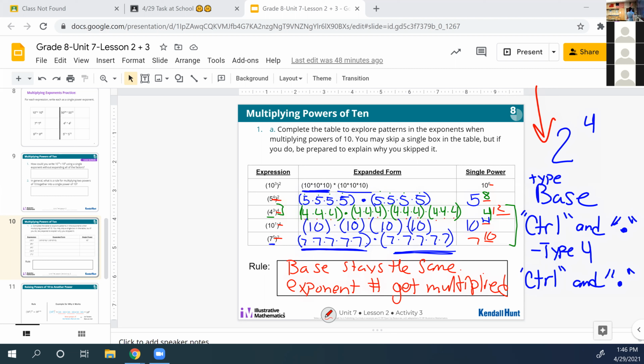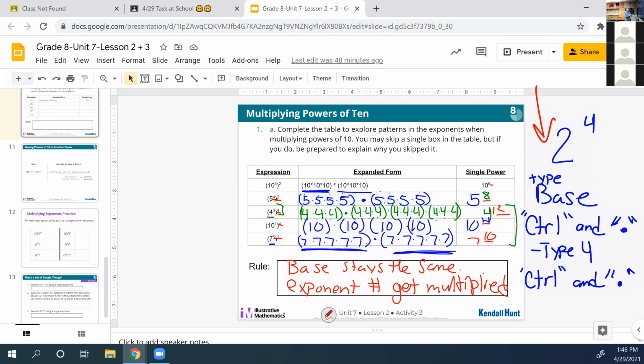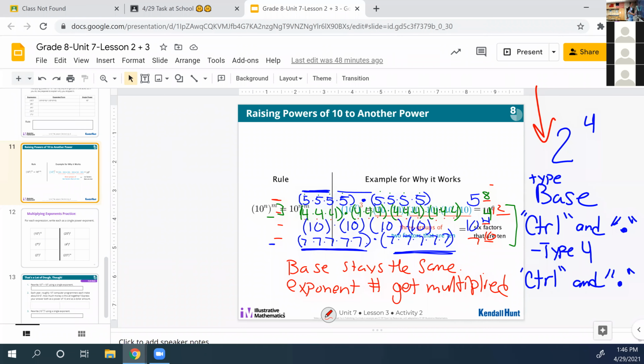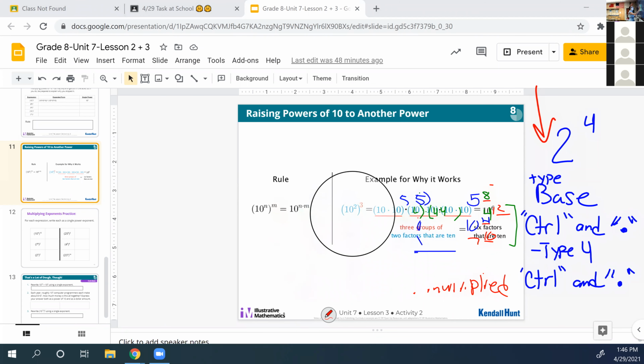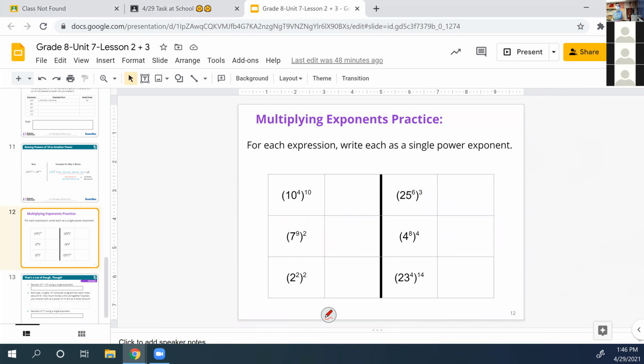Okay? So we have two things that we're going to do for homework this afternoon. Let me show you what we're going to do here. On slide number 11, we have our rule. We multiply the two exponent numbers together. Your homework for this afternoon is you have 6 problems on slide number 12 that you need to write as a single exponent. So this first one would be 10 to the what power if we follow that rule that we just talked about.